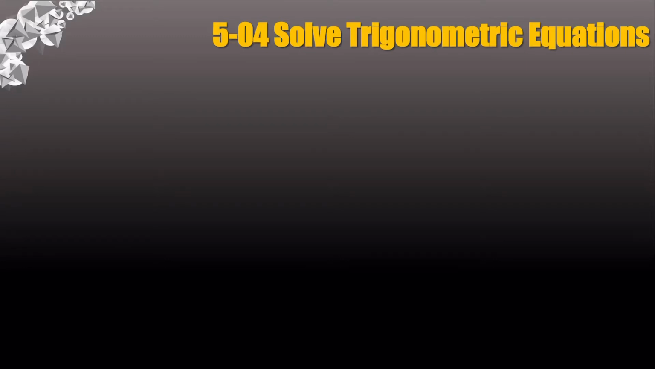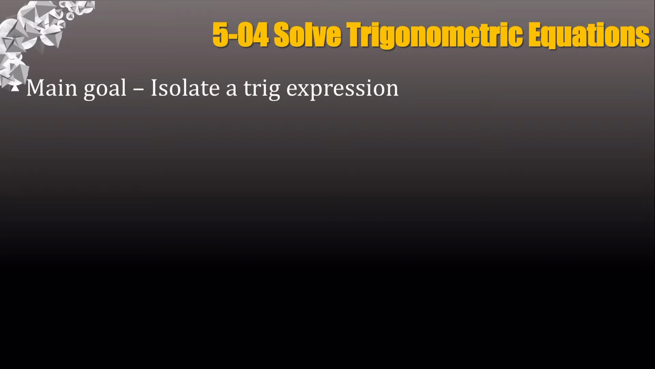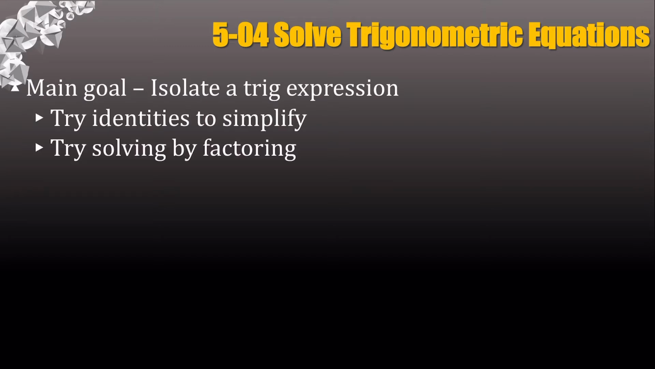Lesson 5-4. Solve trigonometric equations. The main goal is to isolate a trigonometric expression. So you can do this by using identities to simplify, or maybe you could factor, or various other things that we've done in the last couple lessons.